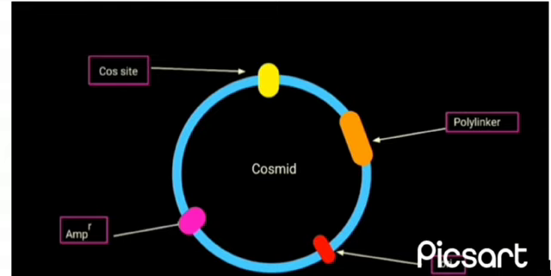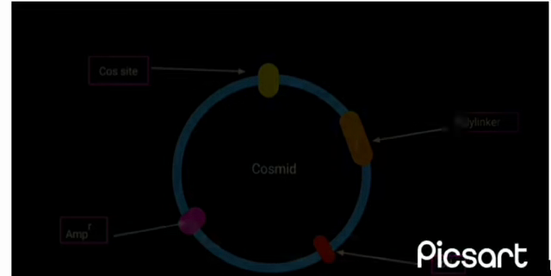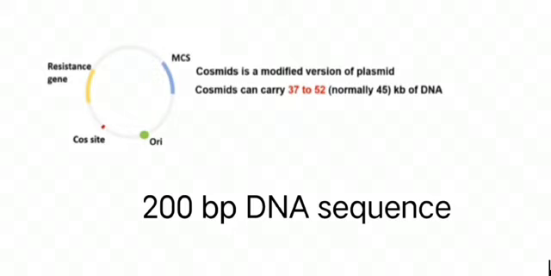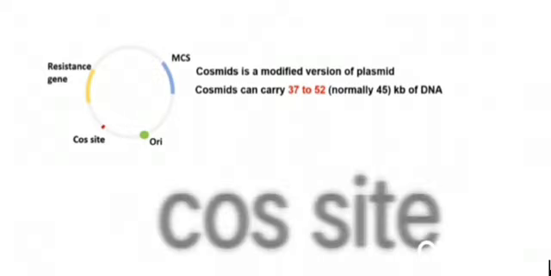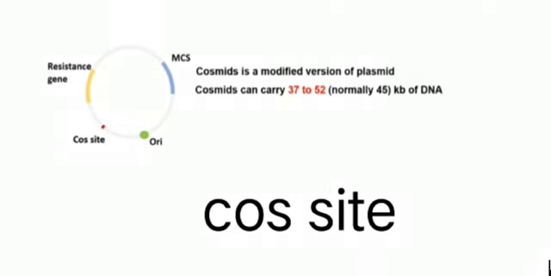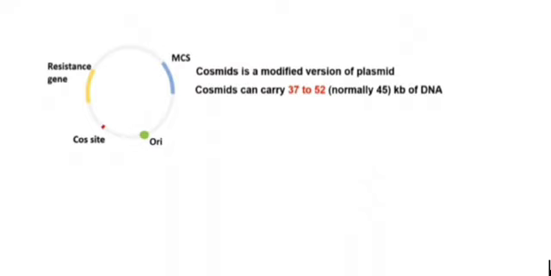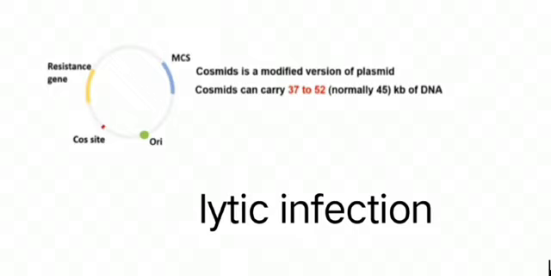So we can say that the development of cosmid vectors was based on the observation that about a 200 base pair DNA sequence in the lambda genome, called the cos site, is required for lambda DNA packaging into phage particles during the lytic infection. So these cosmids are the modified version of plasmid, and they normally carry 45 kb of DNA insert.